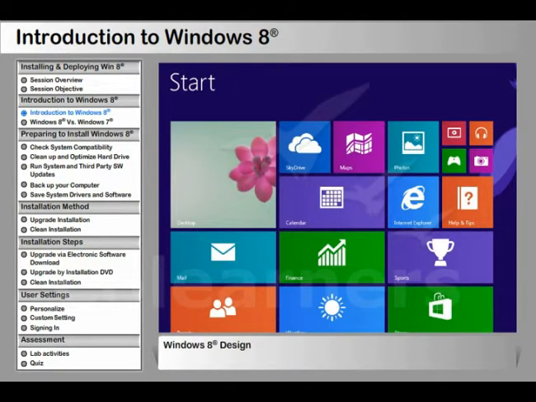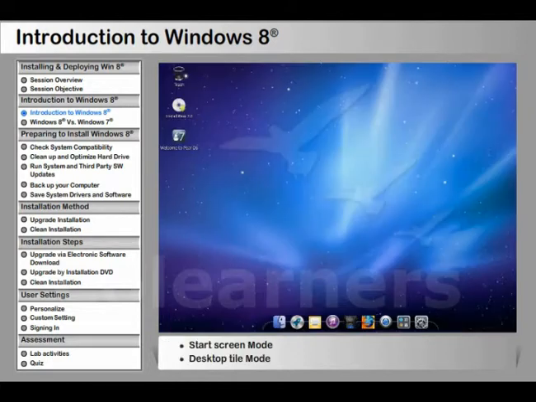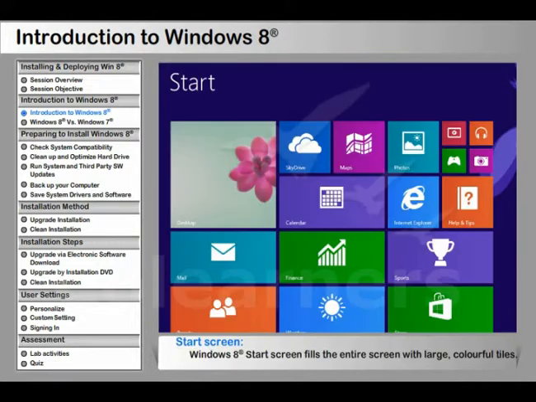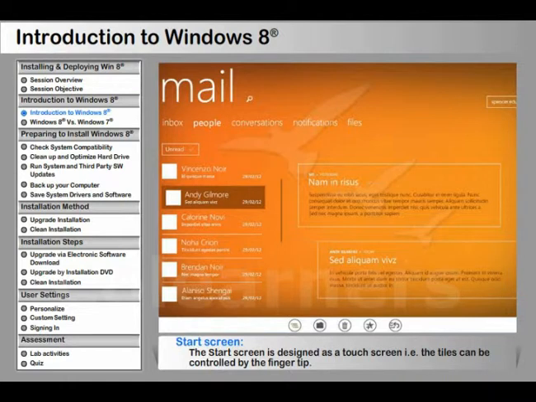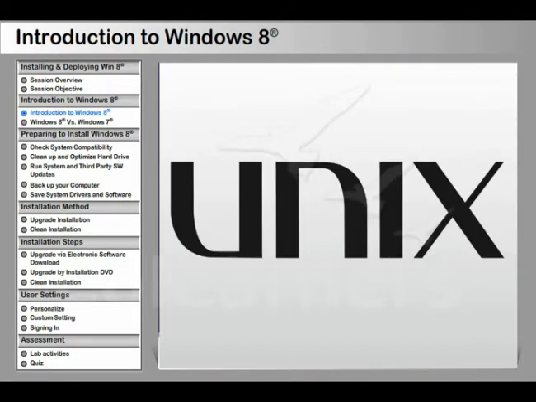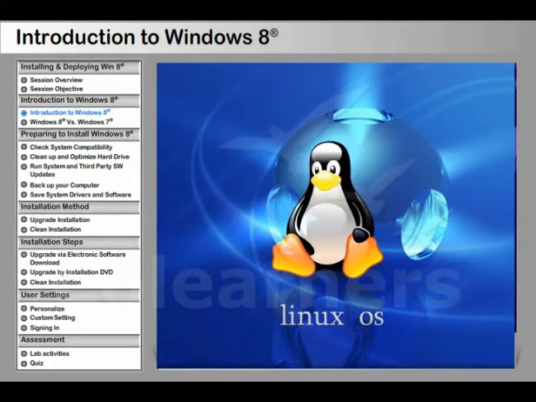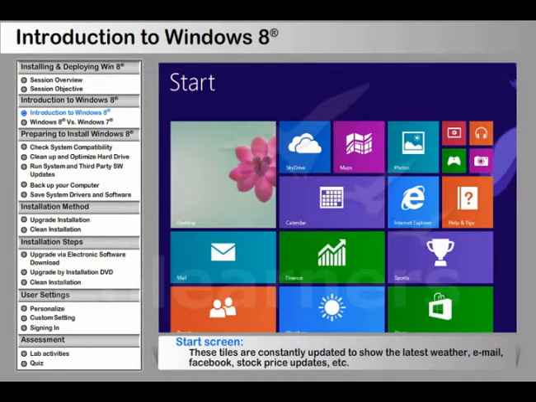Windows 8 has been designed to work in two modes: Start Screen and Desktop. Start Screen. Windows 8 Start Screen fills the entire screen with large colorful tiles. The Start Screen is designed as a touch screen, that is, the tiles can be controlled by your fingertip. Some of the tiles display information even before you touch a button. These tiles are constantly updated to show the latest weather, email, Facebook, and stock price updates.